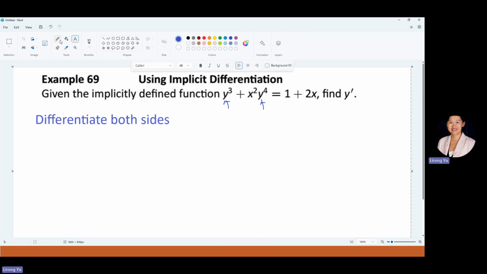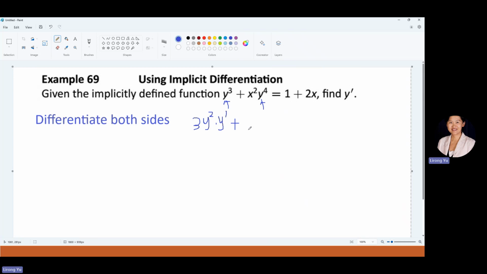If you're trying to find the derivative of y cubed, you will get 3y squared, and then you have to multiply by y prime, because y is a function, right? And then plus, it will not be as simple here, because this is a function of x and this is a function of y. Y is also a function of x, so that's a multiplication, and we have to apply the product rule.